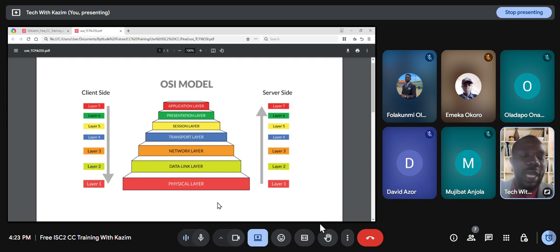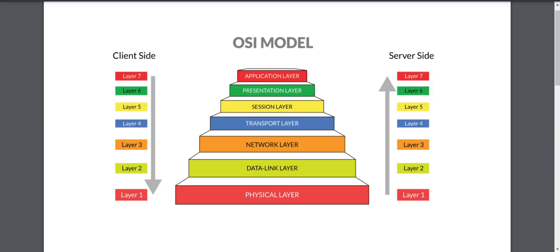Then the application layer is where you now have data that is ready to be presented to the client or to the server, whichever way, meaning putting it in what the user will now interact with, right? So those are the 7 layers of OSI. We call it the OSI 7 layer model, right?